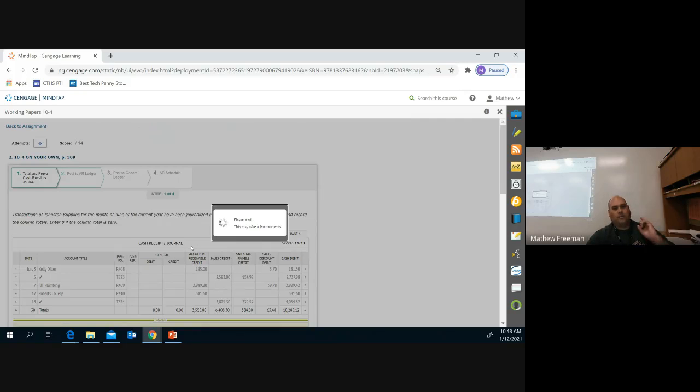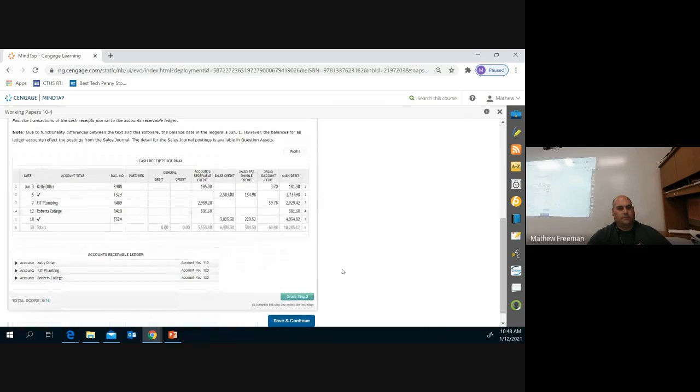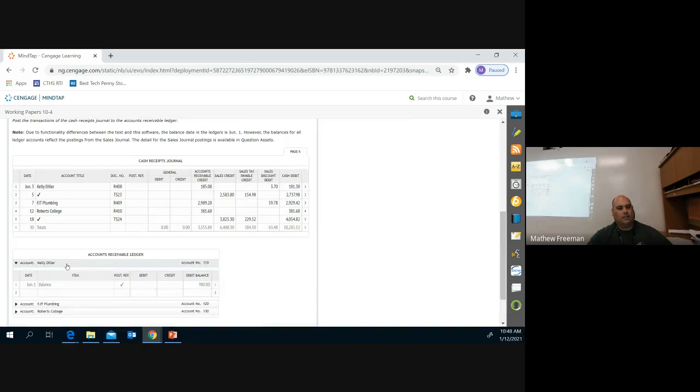So post to your accounts receivable ledger. Okay, so here's your accounts receivable ledgers, and we're going to post to them. So first thing we do is we're going to go right here to Cal Diller, and we're going to hit the post for the 3rd. Okay. And now what we have to do is post where we're going to put the cash receipt journal, page 6 here.